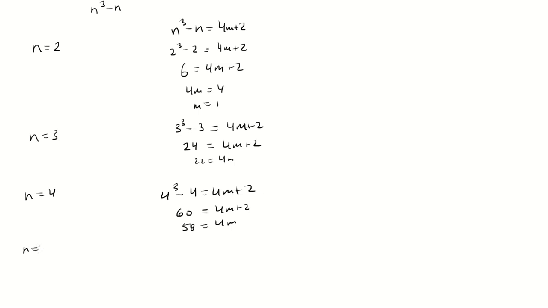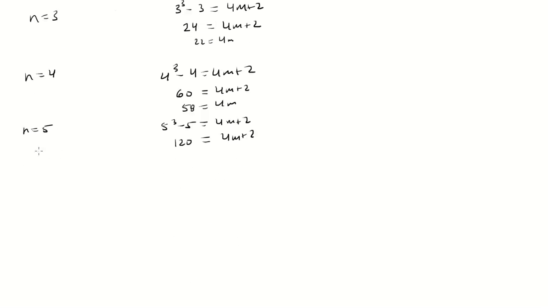So let's move on to n equals 5. It's 5 cubed minus 5 equals 4m plus 2. That's 125 minus 5, which is 120. Again, 120 is a multiple of 4, so this is not going to give us a whole number. So we move on to n equals 6.